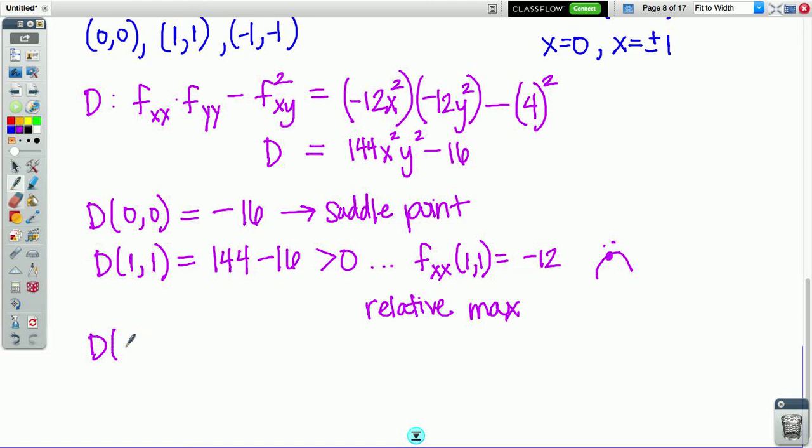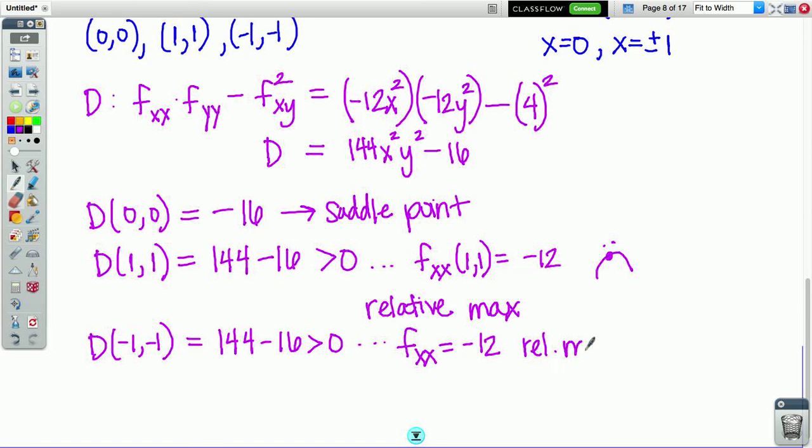And one more. At negative 1, negative 1, that's going to be the same here. So the determinant is 144 minus 16, which is greater than 0. So everything is normal. And when I plug in negative 1, negative 1 into the second partial with respect to x, it's still negative 12. And so I have another relative max at negative 1, negative 1.